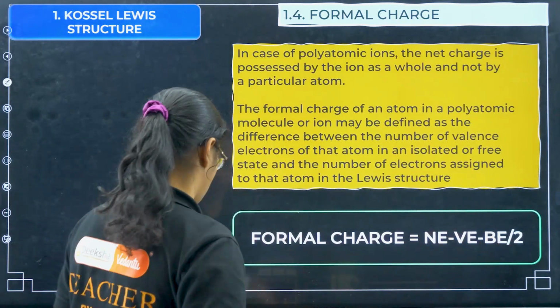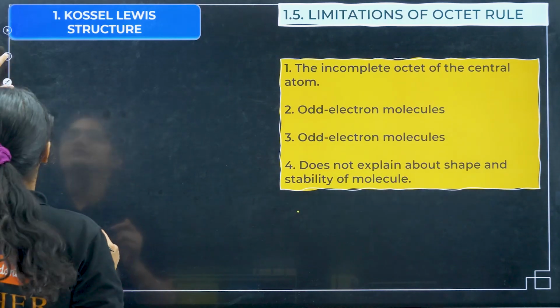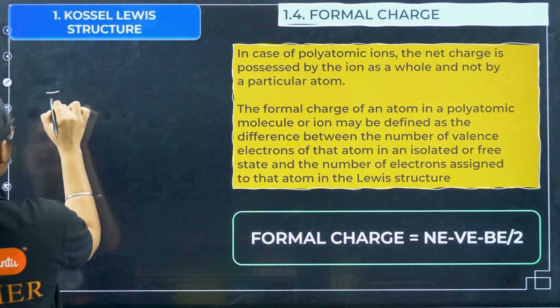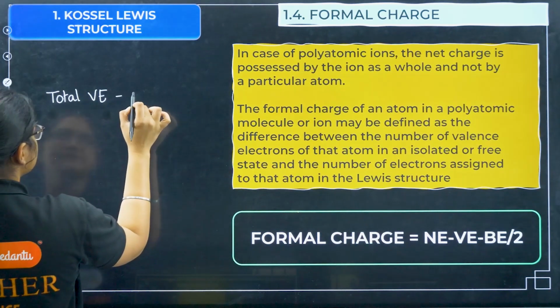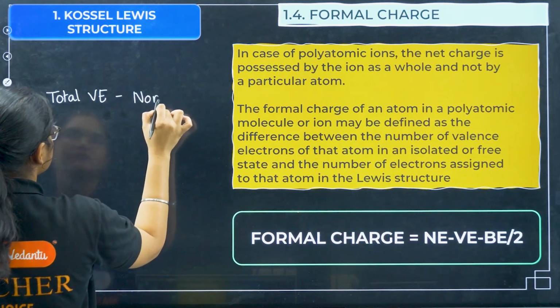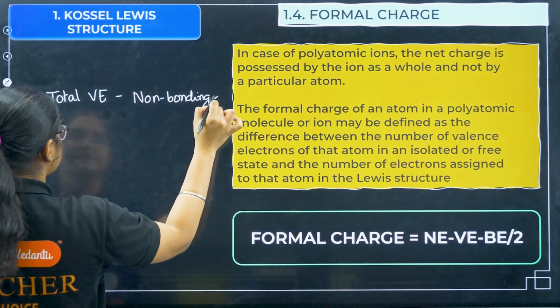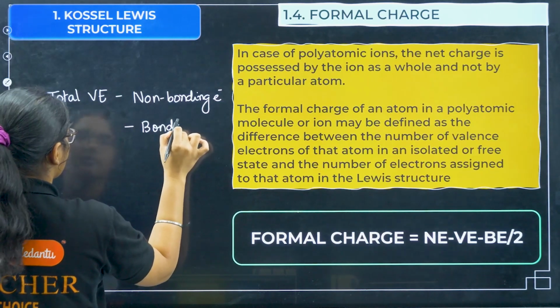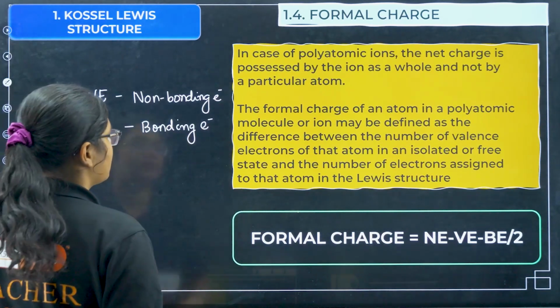I'll write the formula once again. Formal charge is equal to total valence electrons, minus non-bonding electrons, minus bonding electrons divided by 2.